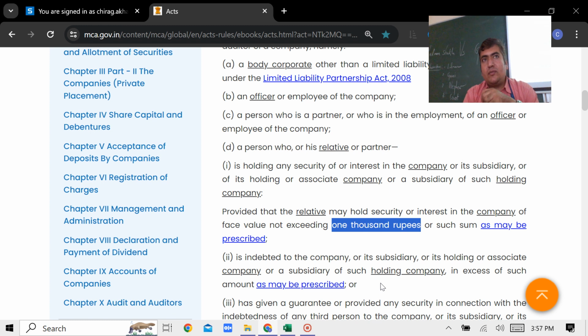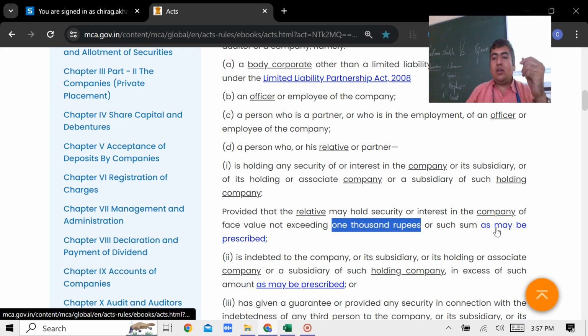Comparatively, the Ministry of Corporate Affairs website should be given the first priority. So, sir, the book is wrong? 1000 versus 1 lakh, what's the true picture? Ek baat samjhe, aage likha hai, 1000 or any other amount as may be prescribed by the central government. So guys, the central government, by amending the rules, increased this limit from 1000 to 1 lakh. So 1000 or whatever is prescribed by the government, whichever is higher, you have to take.